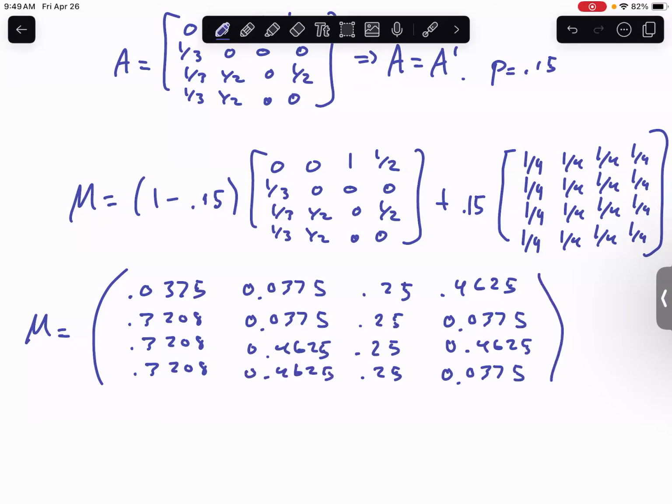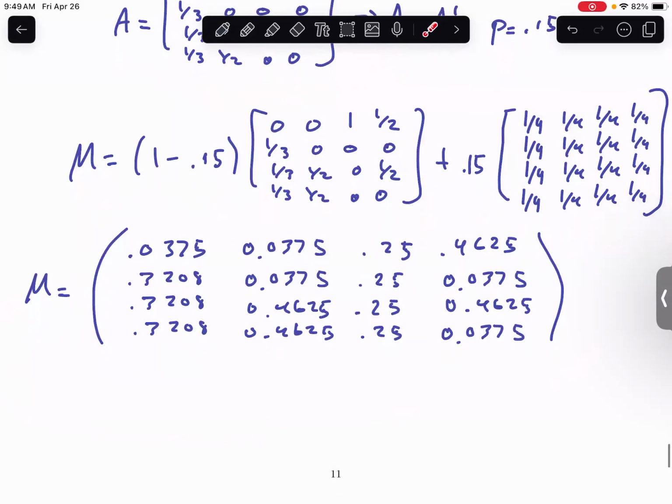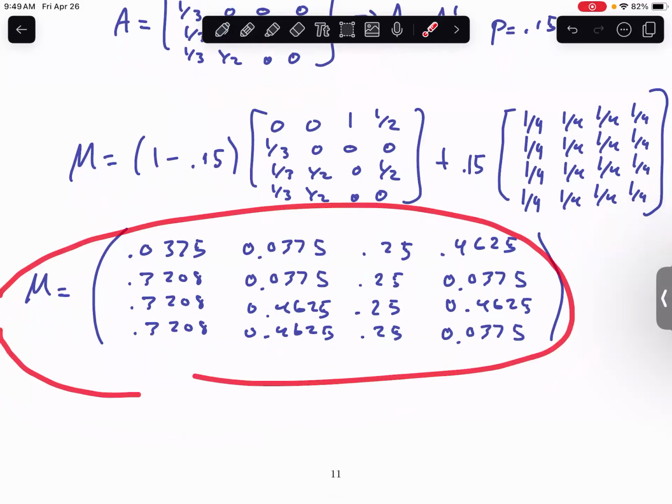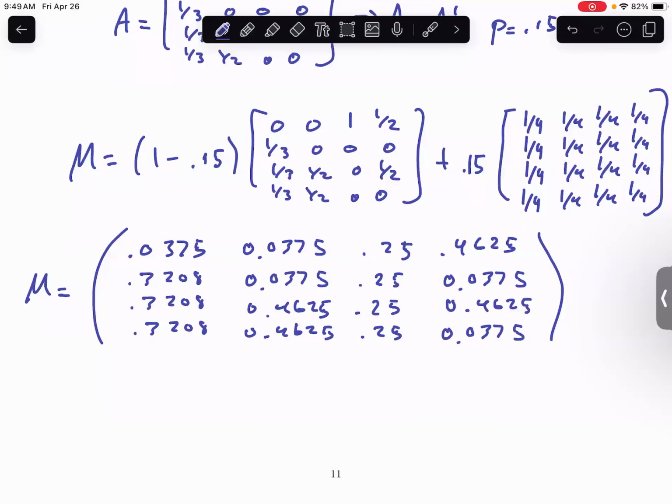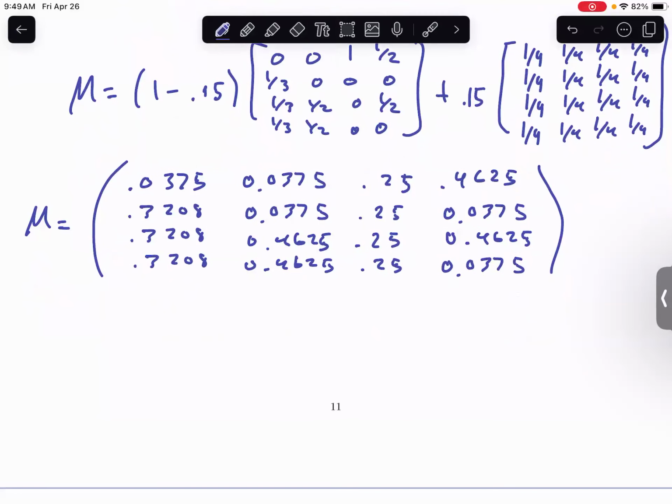Okay, so you take this matrix, and to find the steady state or the page rank vector, all you do is find the eigenvector of this matrix corresponding to lambda equal to 1. In practice, you'll put this into some sort of calculator. But one thing you need to take note of, if you do this on the homework assignment, it'll spit out an eigenvector that looks like this.